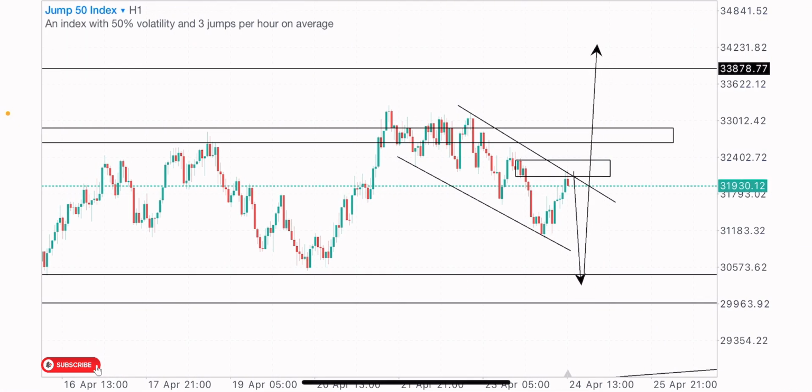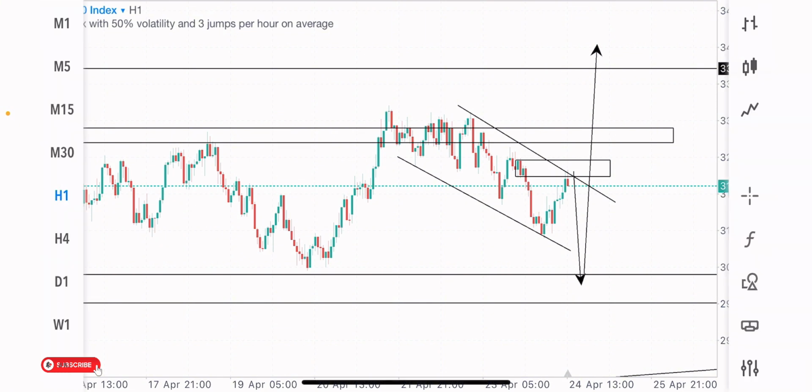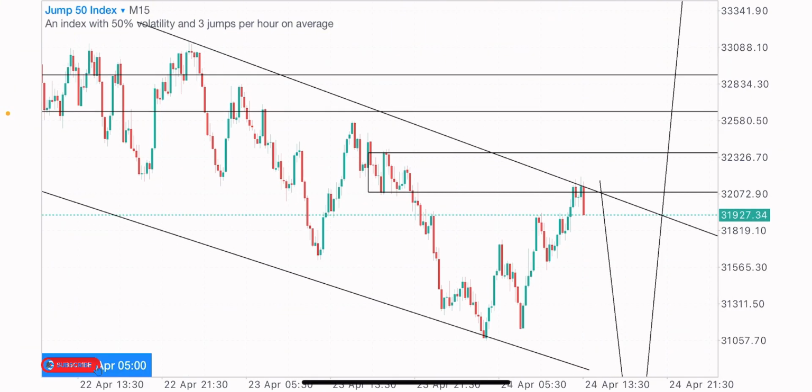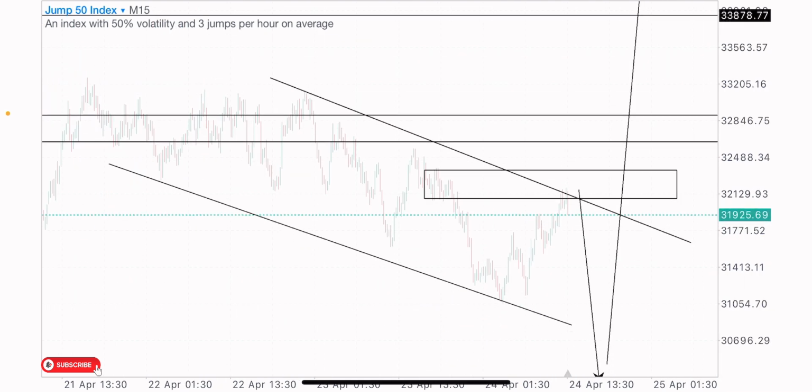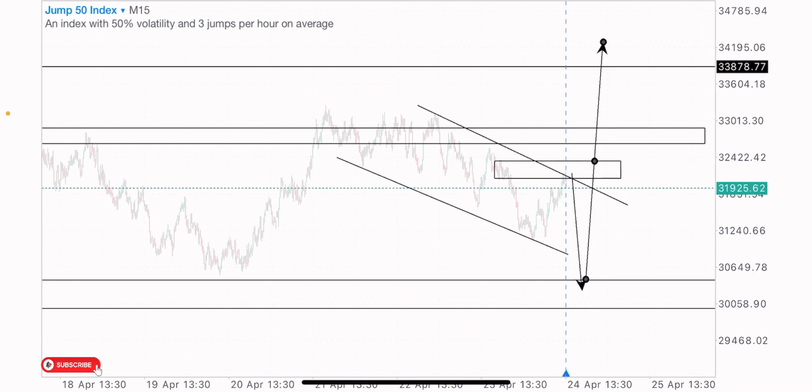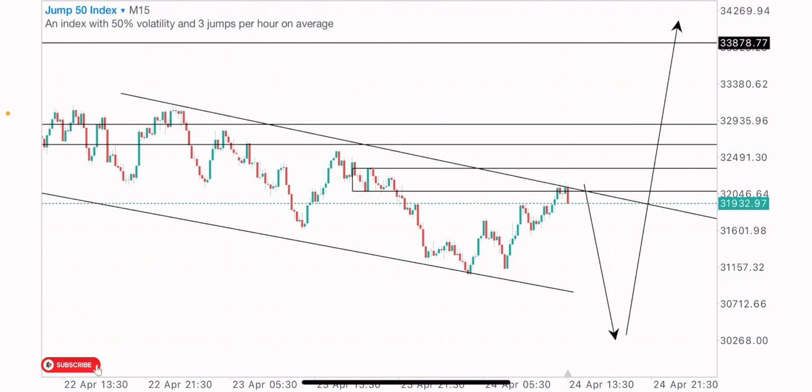Right, so that's how simple it is. That's my view and market analysis on Jump 50 index. So let's see what happens. Basically, we're already getting the good sells, right? But if you can't meet up to the sells, then we just patiently wait for price to get to our buy zones for the buys. So that's my view on Jump 50 index.